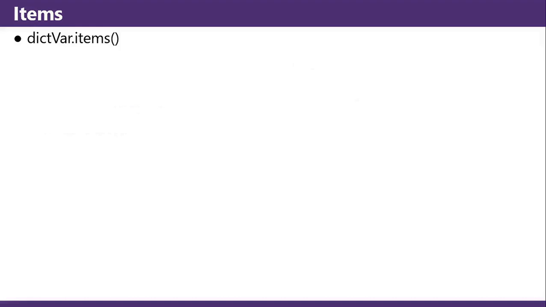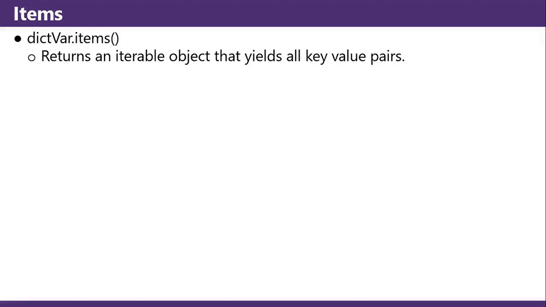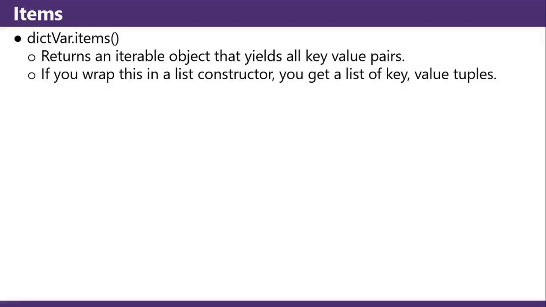Items. dictvar.items() returns an iterable object that yields all the key value pairs. If you wrap this in a list constructor, you get a list of key value tuples. Example, list({'a': 1}.items()), you'll get a list of ('a', 1).